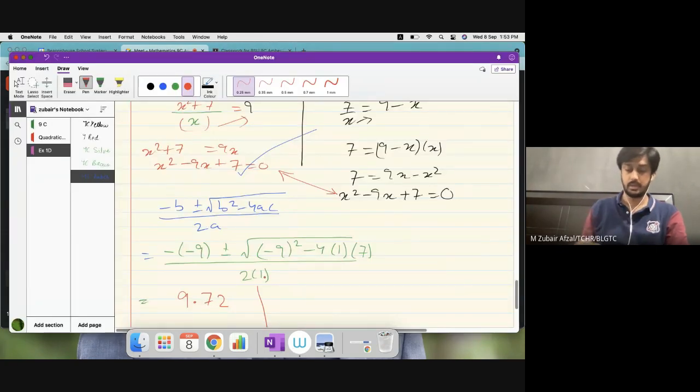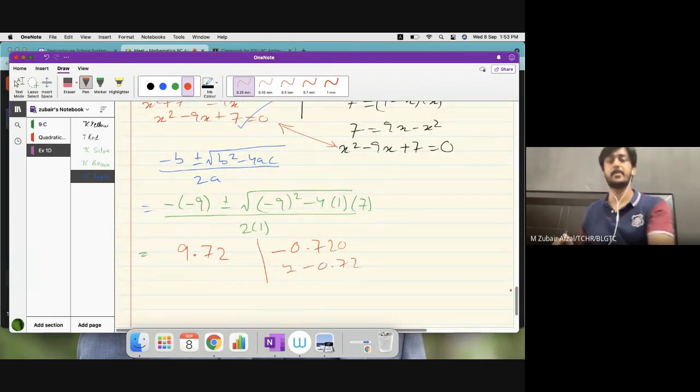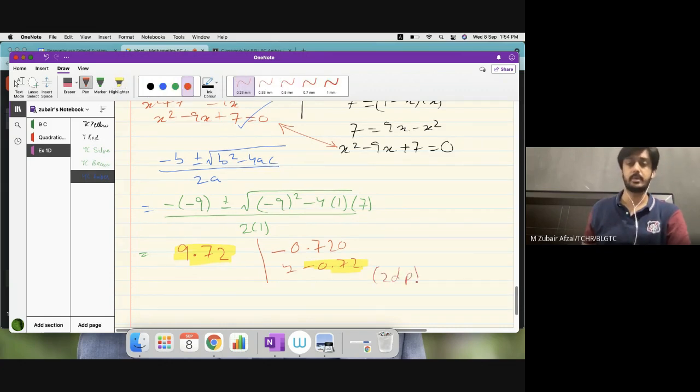So with the negative number, this is negative 0.72. Are we having the same answers? Someone please confirm this. Yes. 9.72 and negative 0.72 up till 2 decimal places. So this is it for today. Anything you would like to ask?